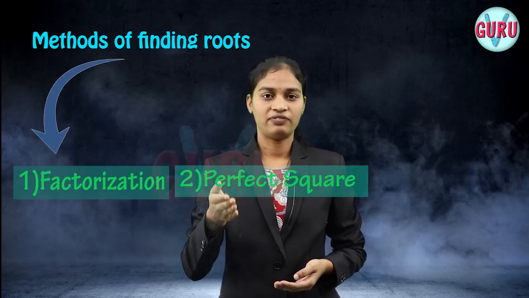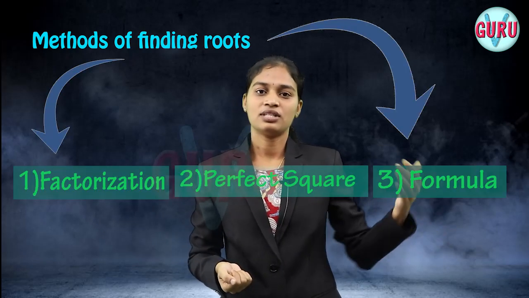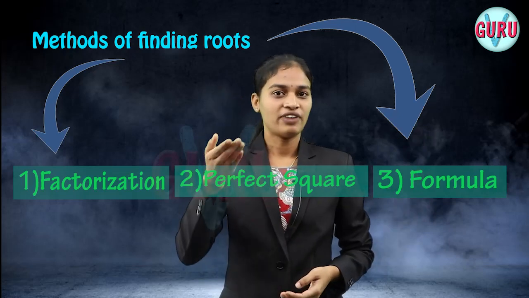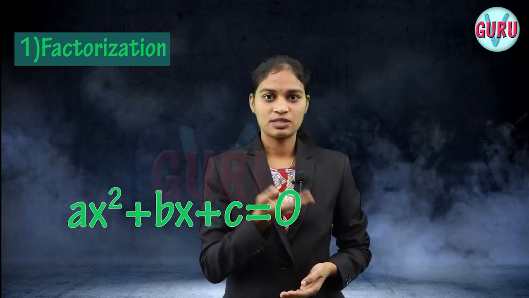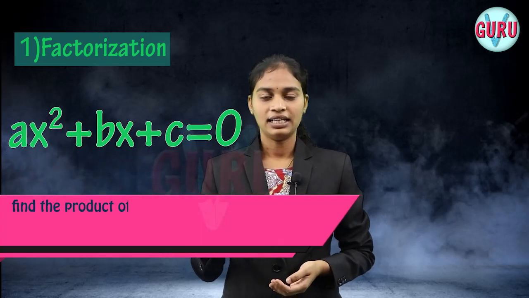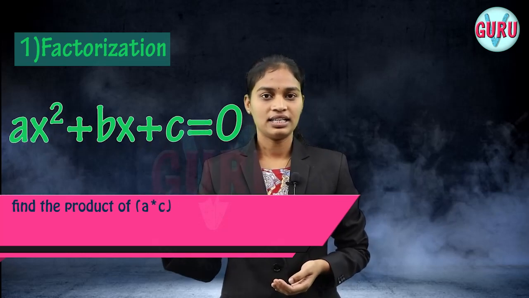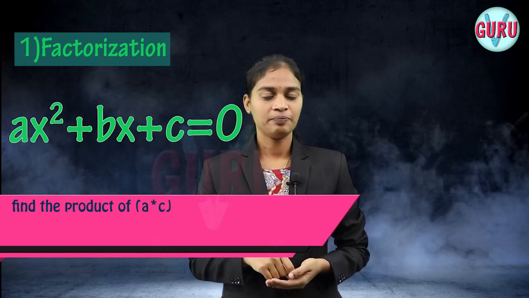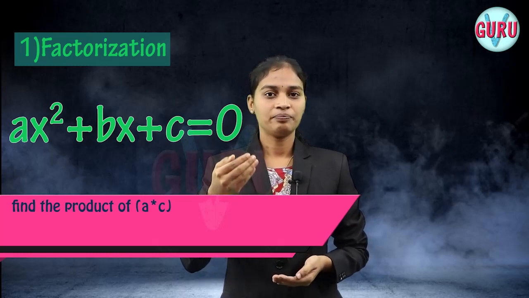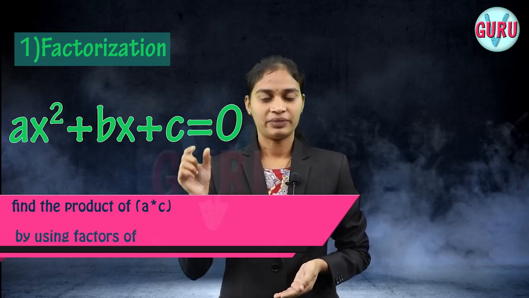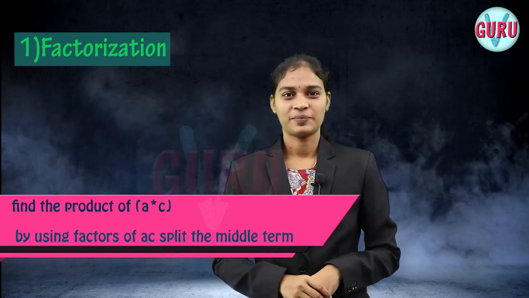First method is factorization, second method is forming the perfect square, and the third one is using the direct formula. Coming to the factorization method, let us take the general equation ax square plus bx plus c is equal to 0. For finding the roots, first find the product of the constant term, that is c, and the coefficient of x square, that is a. We get the product ac. After that we need to split the middle term, making use of ac.